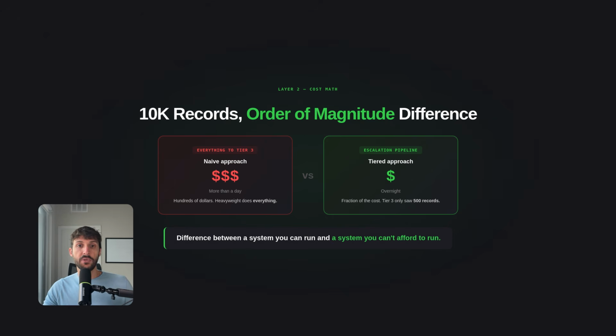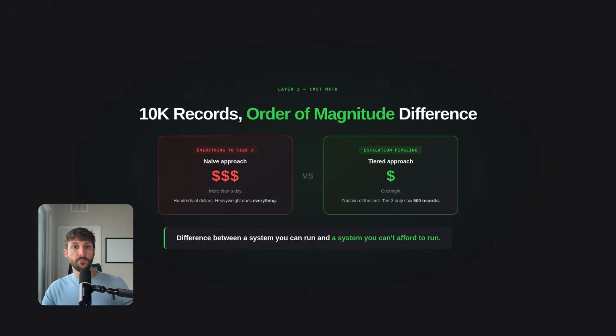The reason is simple. 80% of records never reached the expensive agent at all. 15% stopped at the medium agent. Only 500 records ever hit the heavyweight. So most of the run cost almost nothing, and the expensive cost was concentrated on the cases that actually needed it. The main thing to remember is your agents are not all created equal, and they shouldn't be paid equal.